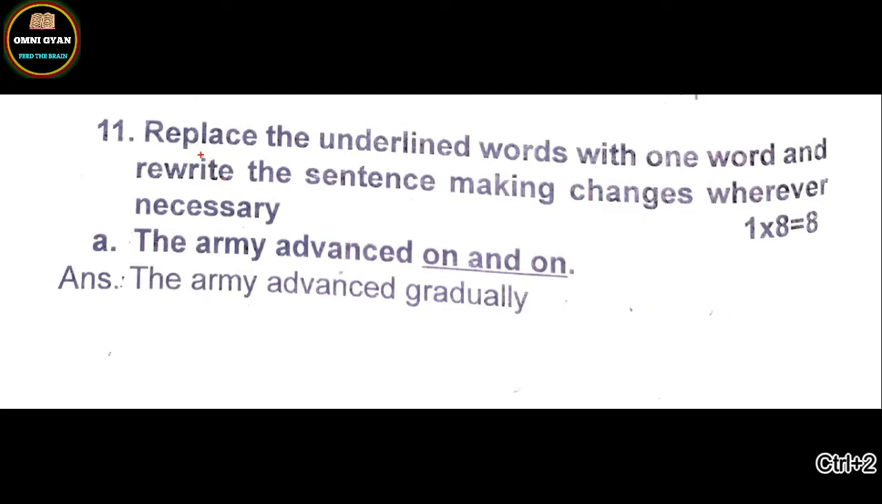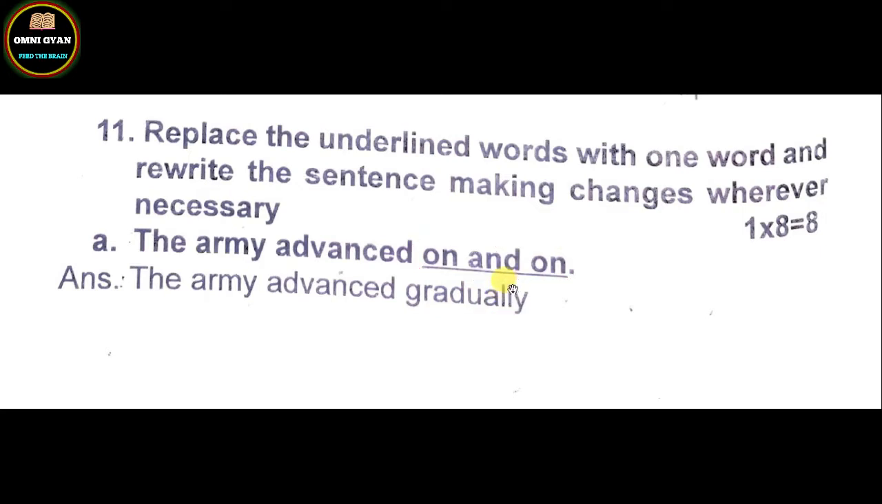So here you see the question comes in this way: replace the underlined words with one word and rewrite the sentence, making changes wherever necessary. It means that you'll have to use one word for an underlined group of words. Say for example, on and on: there are three words here, and in place of these three words you have to use one word, which actually means this: on and on means gradually also, right?